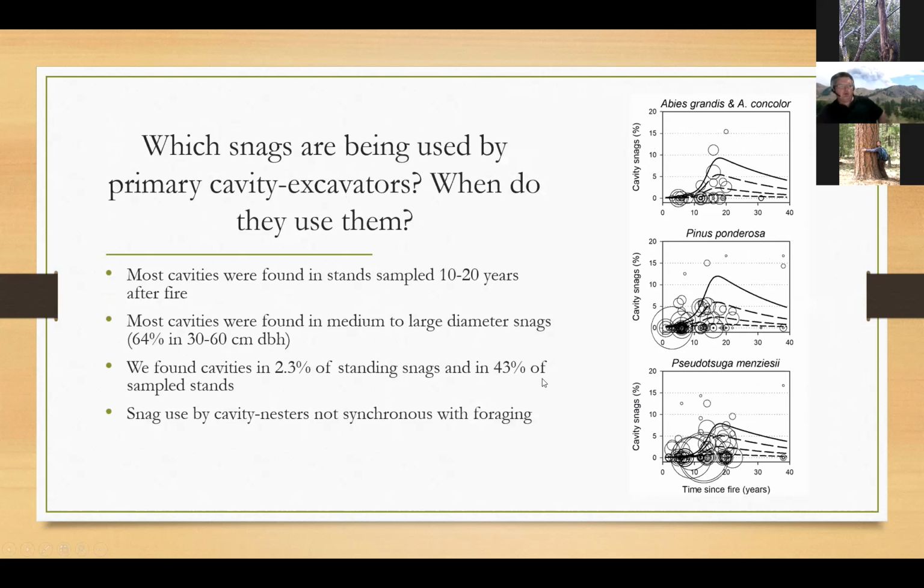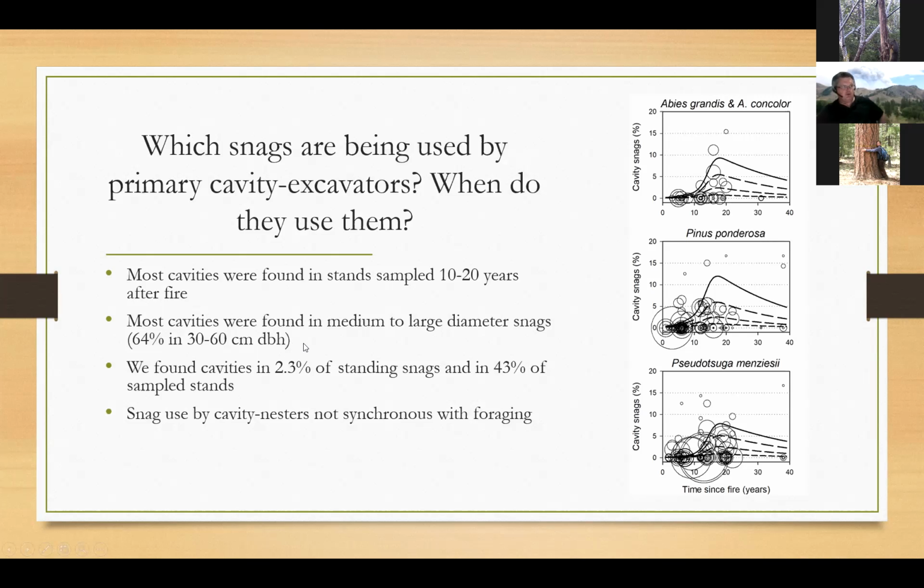Another part of the study, we wanted to look for cavities in standing snags and see basically which kinds of snags the cavity nesters were using. Because it's a retrospective study, we don't know exactly what year they were used. We can only tell that they had been used prior to our visit. But what we basically found is most cavities were found in stands that were sampled 10 to 20 years after fire.